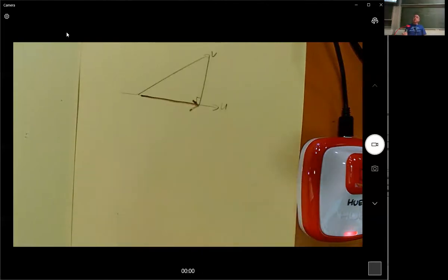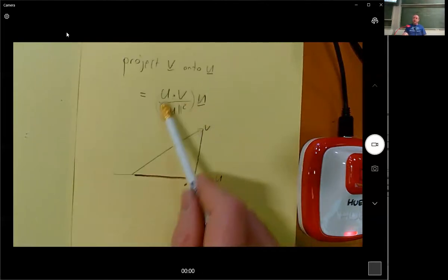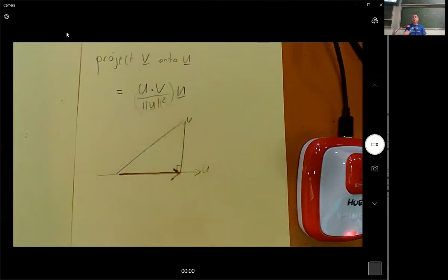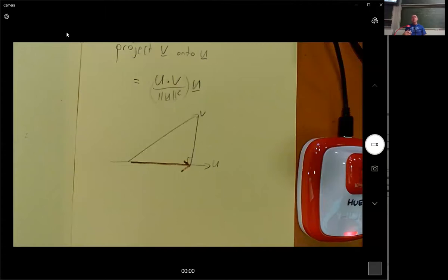If u is already a unit vector, then this bit is 1, because the length of u is 1. So it turns out that if u is a unit vector, then u dot v is the length of the projection of v onto u.